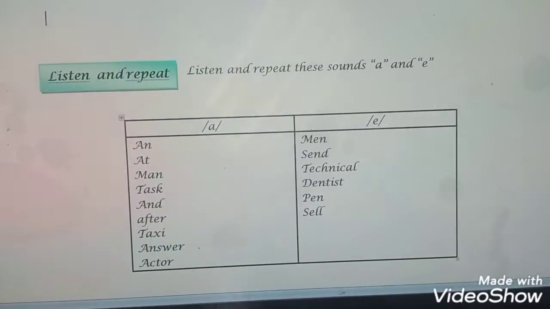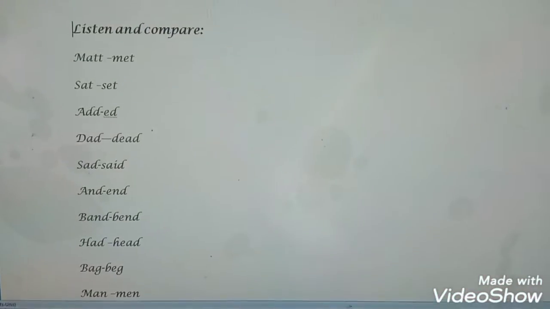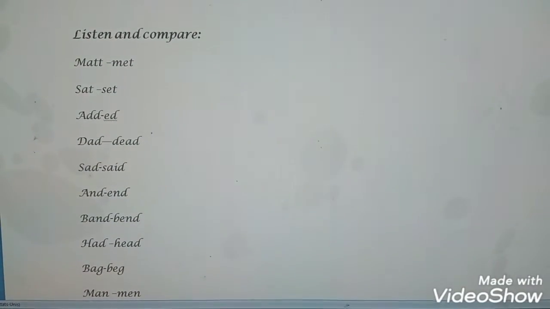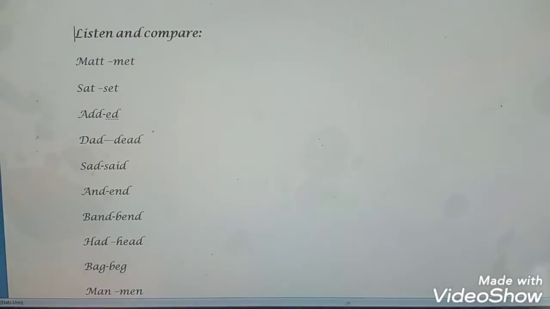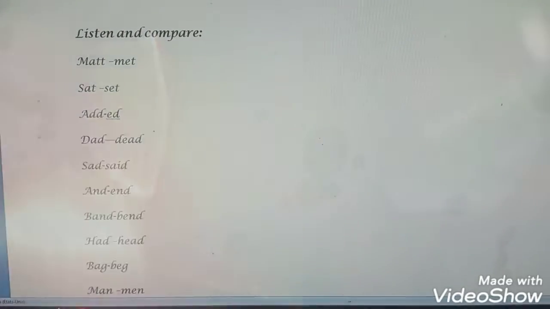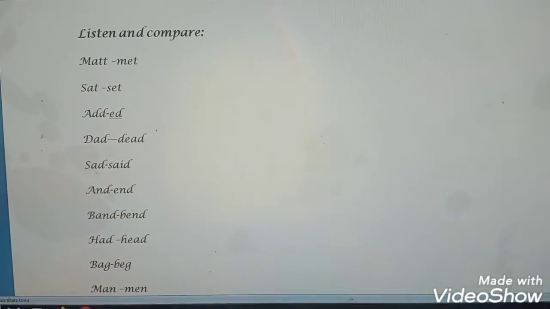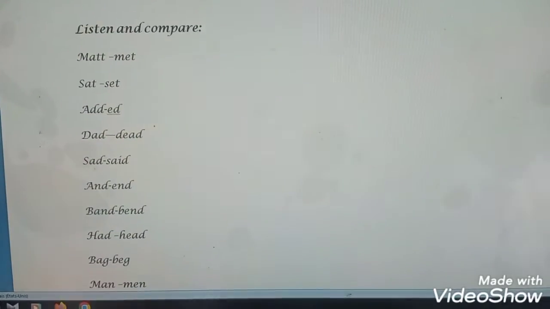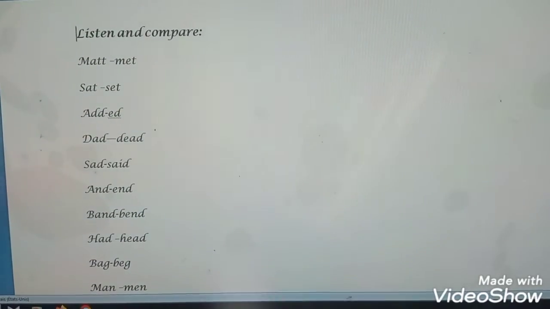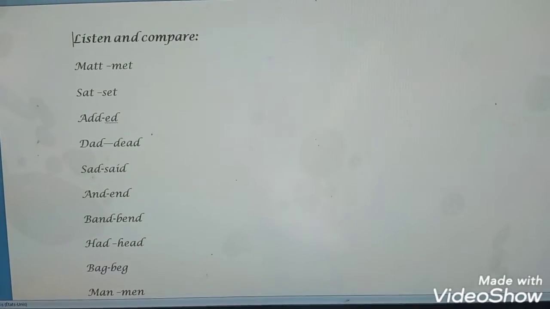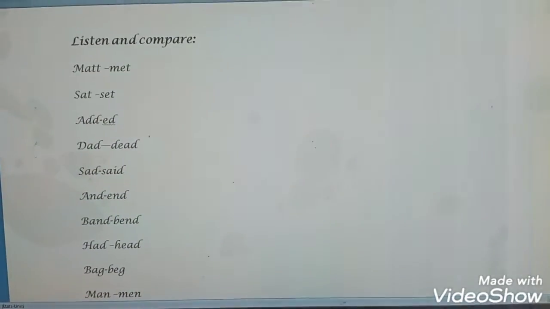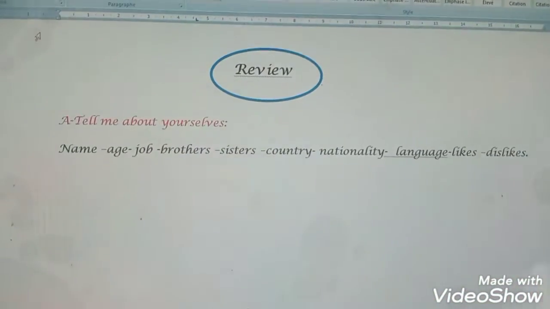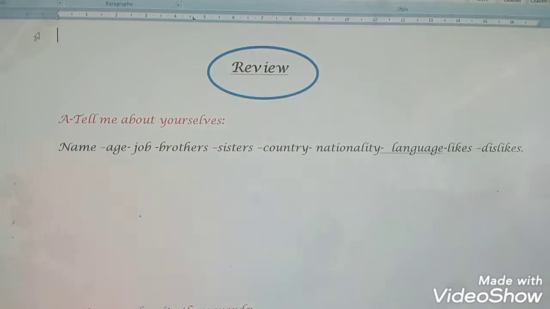Here we have an and an. So listen and compare. Mat, mat. Sat, sat. Ad, ad. Dad, dad. Sad, said. And, band, band. Had, had. Bag, bag. Man, men, man, men. Try to practice it in order to make a difference between a and a. So we move to part of review, and this is the last step.